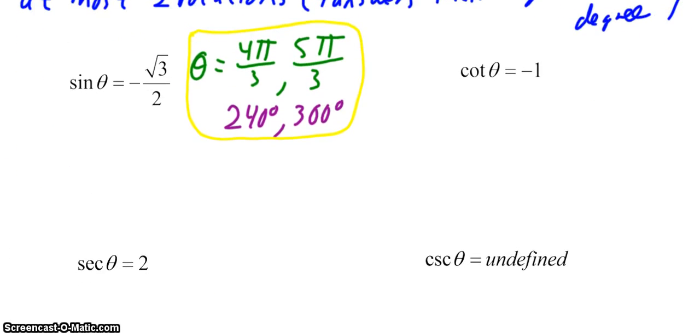So now I want you to try and do the remaining 3. So pause the video, try those, unpause when you're ready to check your work or when you get stuck. All of these answers are possible from the unit circle, by the way. Go ahead and pause.